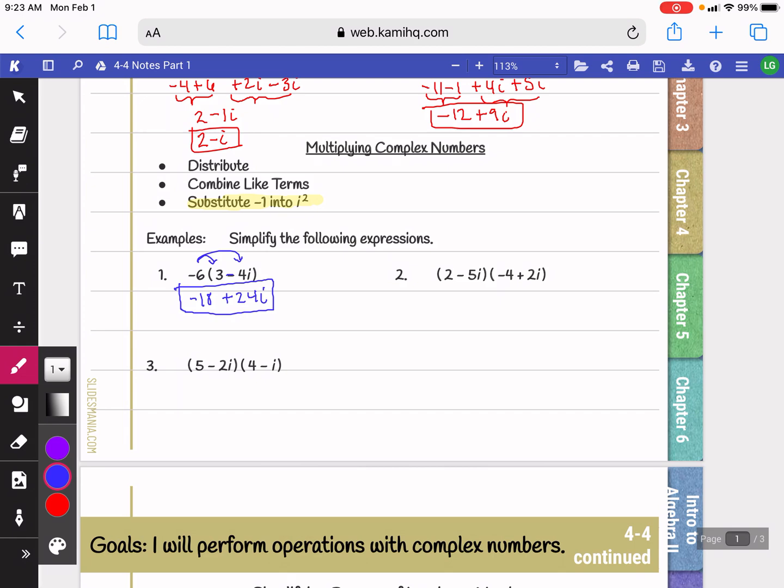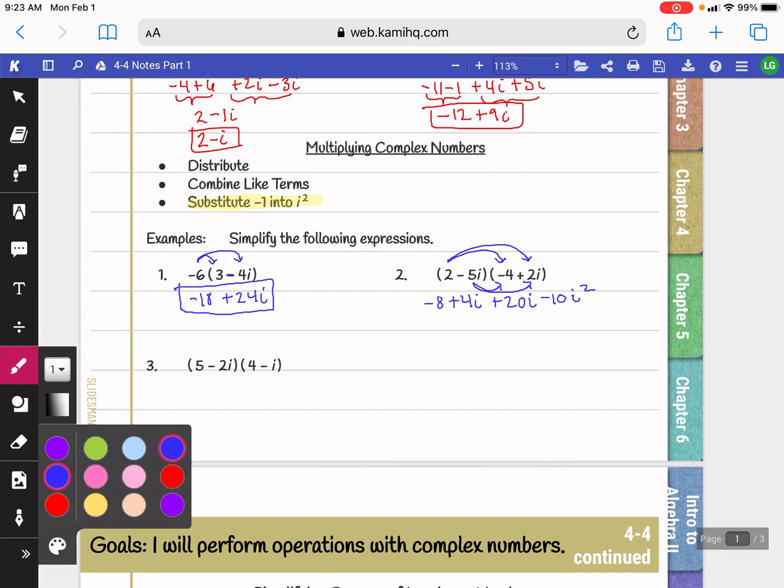Here on the next one, I'm going to start by distributing the 2. So 2 times -4 is -8. 2 times 2i is positive 4i. Then I'm going to distribute the -5i. So -5i times -4 is positive 20i. And -5i times positive 2i is -10i squared. Anytime you do i times an i, it's i squared.